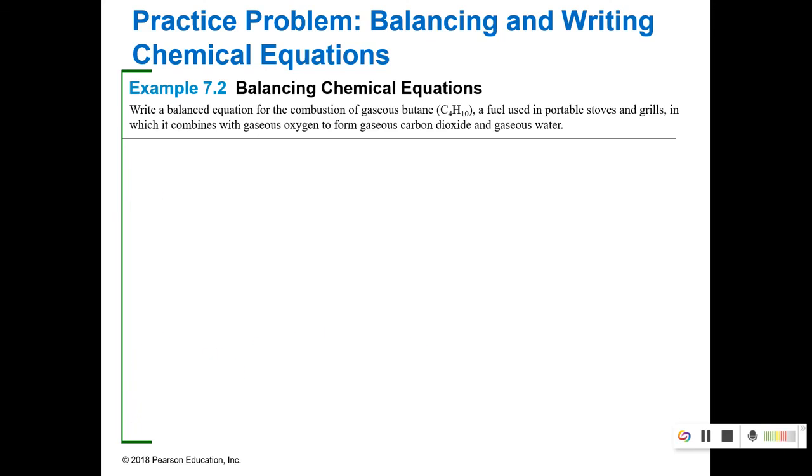All right, combustion reactions. C4H10, and that's a gas. It says gaseous butane, plus combines with oxygen.